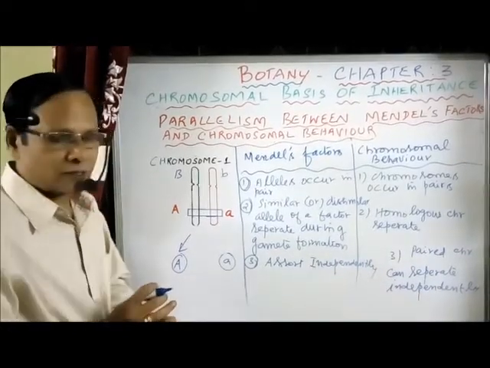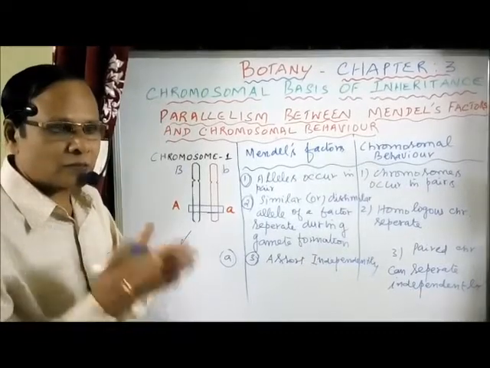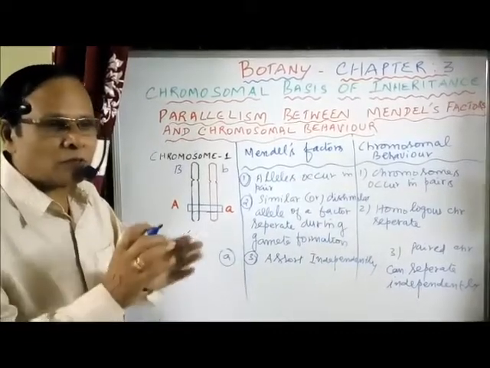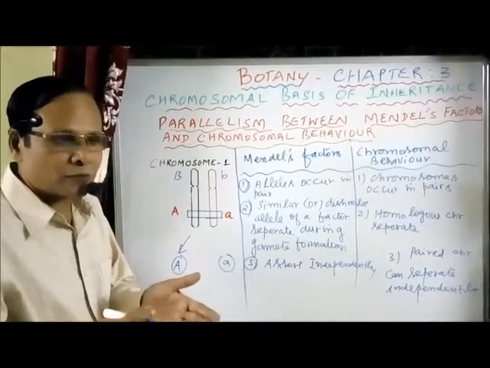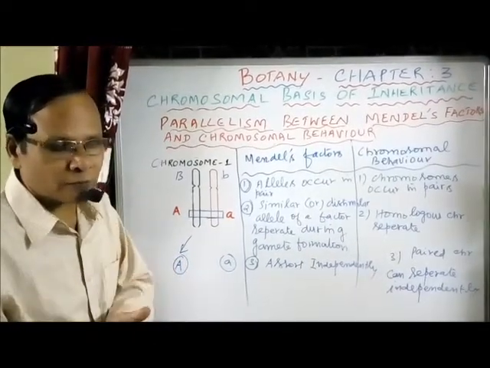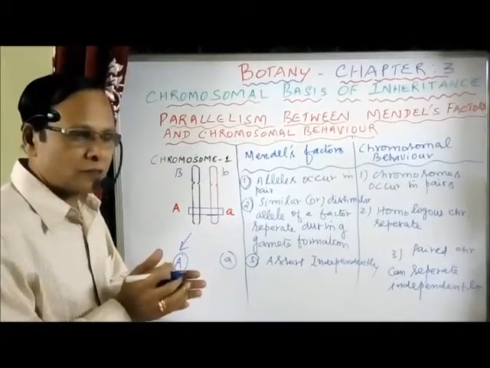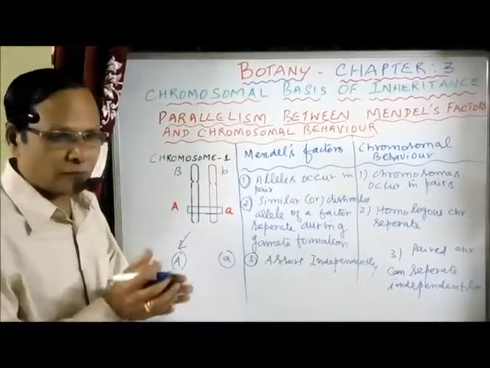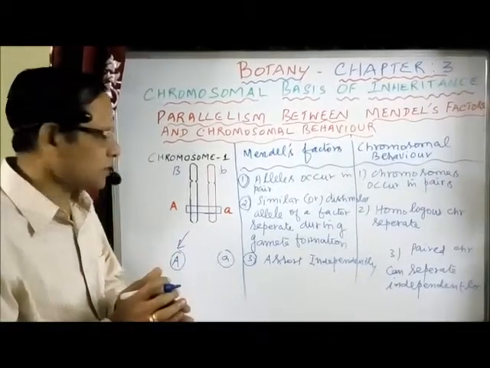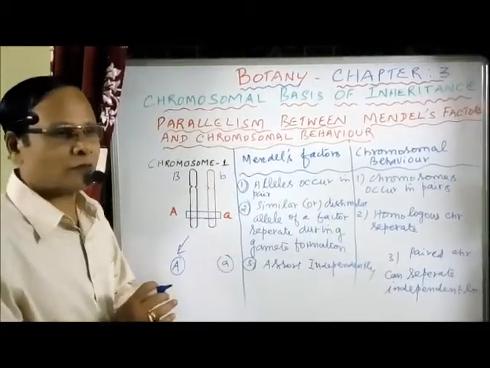But the linked genes present in the same chromosome do not assort independently. When the genes are present on different chromosomes, then only independent assortment takes place. But when the genes are present in the same chromosome, the linked genes do not assort independently. Only the chromosomes assort independently, but the linked genes do not. We'll see later about the linkage phenomenon.